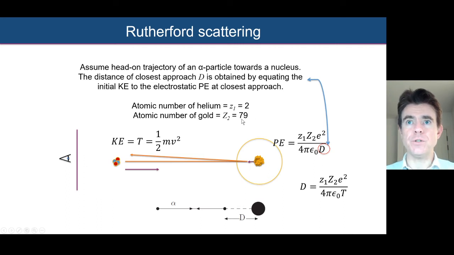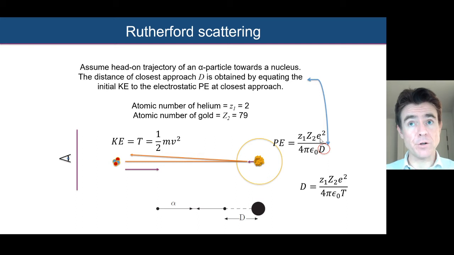For the gold nucleus, we have an atomic number, where the atomic number, of course, tells us how many protons there are in the nucleus. So it's an atomic number of 79 for gold. That means the charge of a gold nucleus is going to be 79 times e, where again e is the fundamental unit of charge.